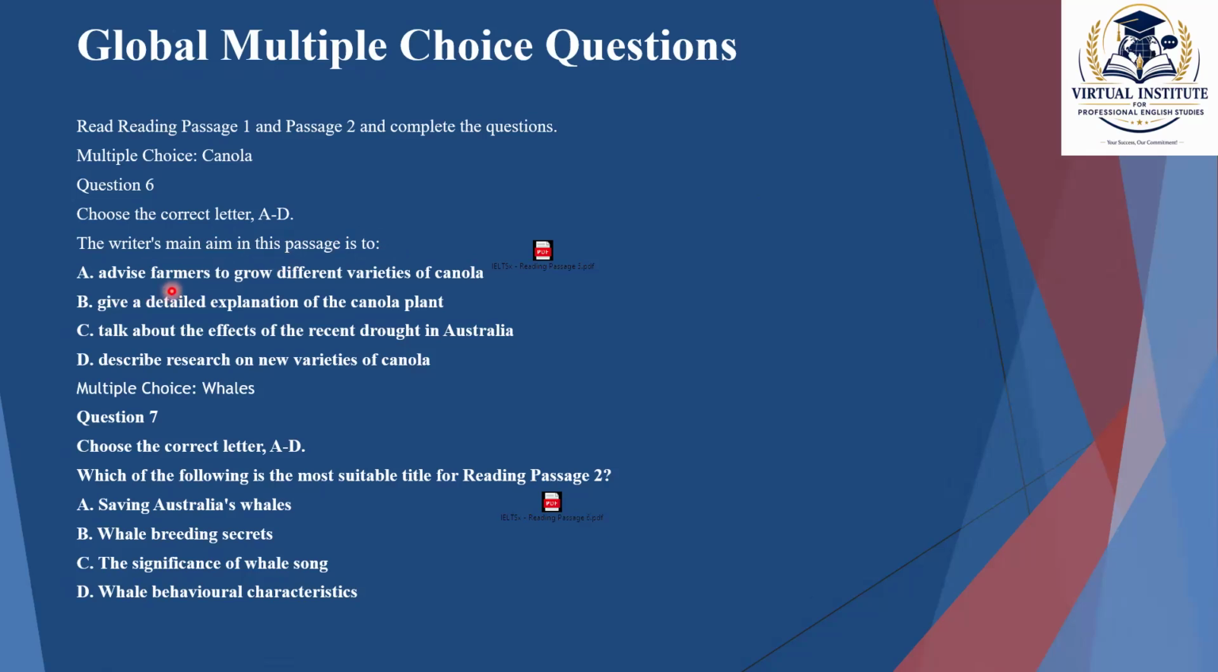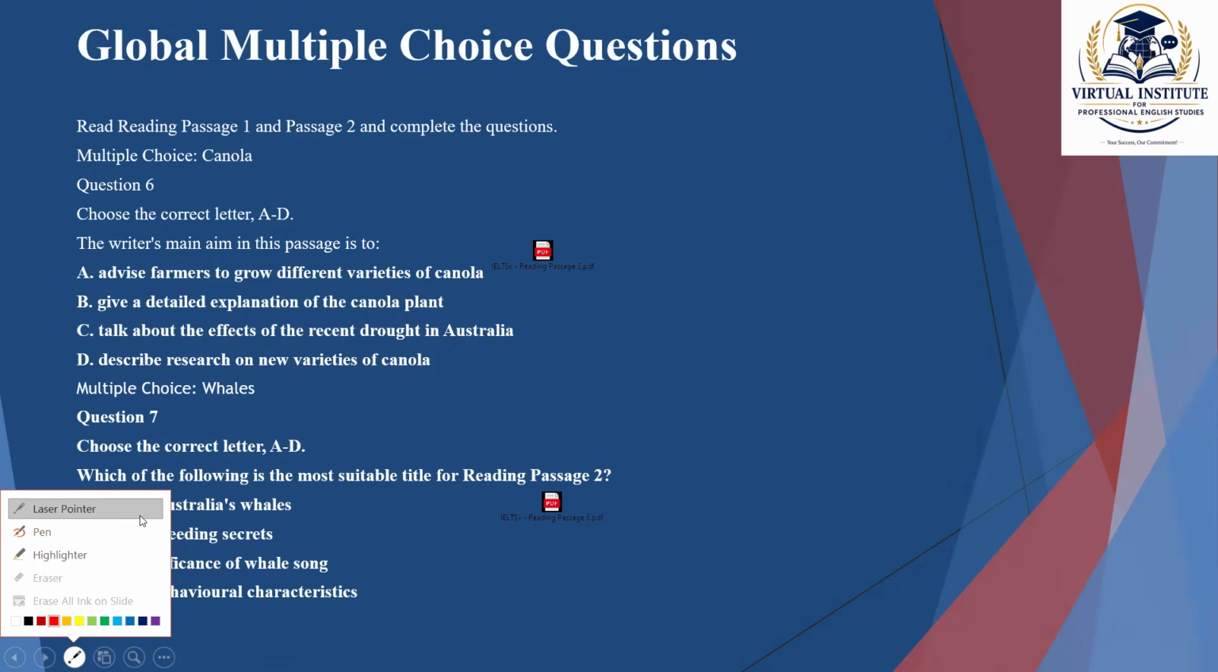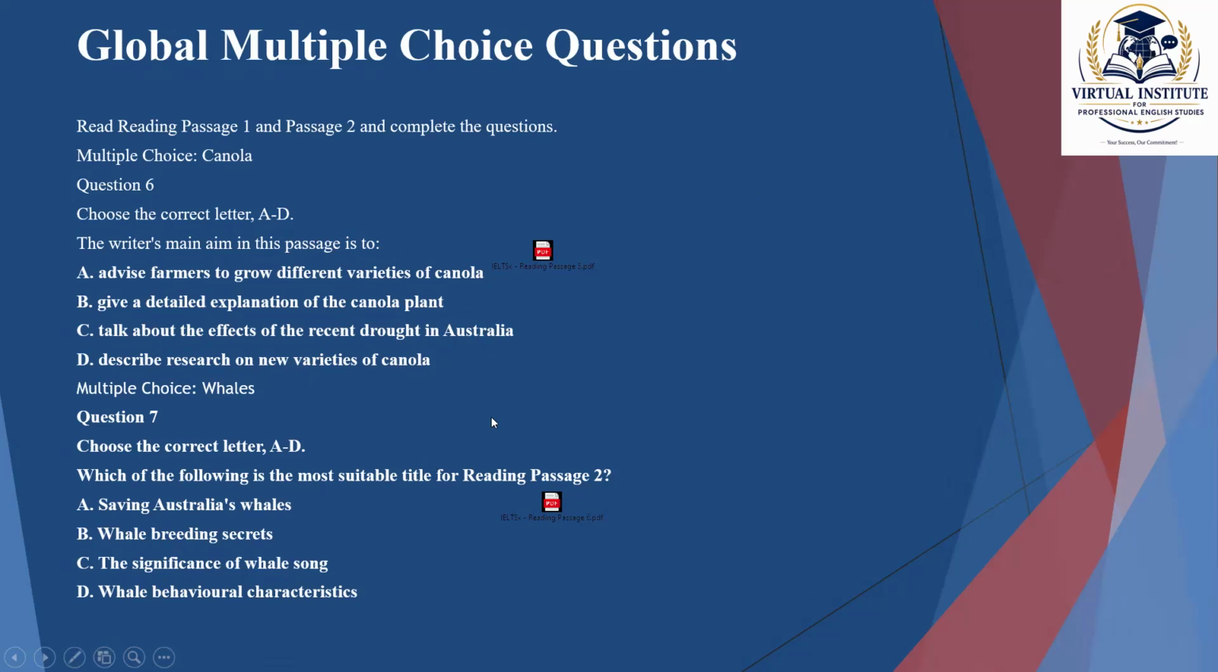Now, here are four options. Advise farmers to grow different varieties of canola, give a detailed explanation of the canola plant, talk about the effects of the recent drought in Australia, or describe research on new varieties of canola, right? So I will open this passage for you. You can take a screenshot of these four options, read the passage, and then decide which of the options is correct, okay?